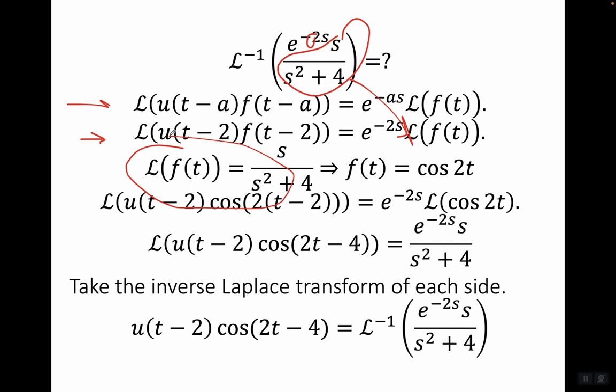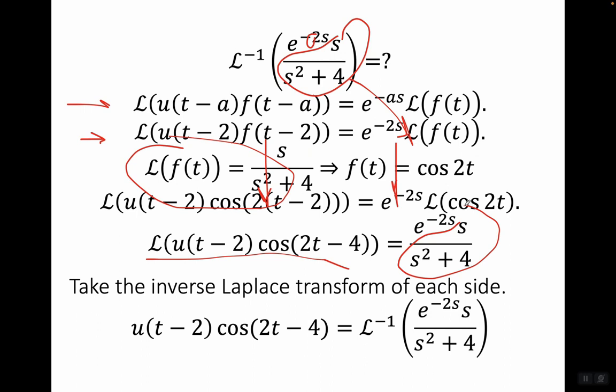So the Laplace transform of u of t minus 2, cosine of 2 times t minus 2. All we're doing is plugging in cosine 2t for f. This is what the left side is going to be, and the right side is going to be e to the negative 2s times the Laplace transform of cosine 2t. In other words, the Laplace transform of u of t minus 2 cosine of 2t minus 4 is e to the negative 2s times the Laplace transform of cosine 2t.